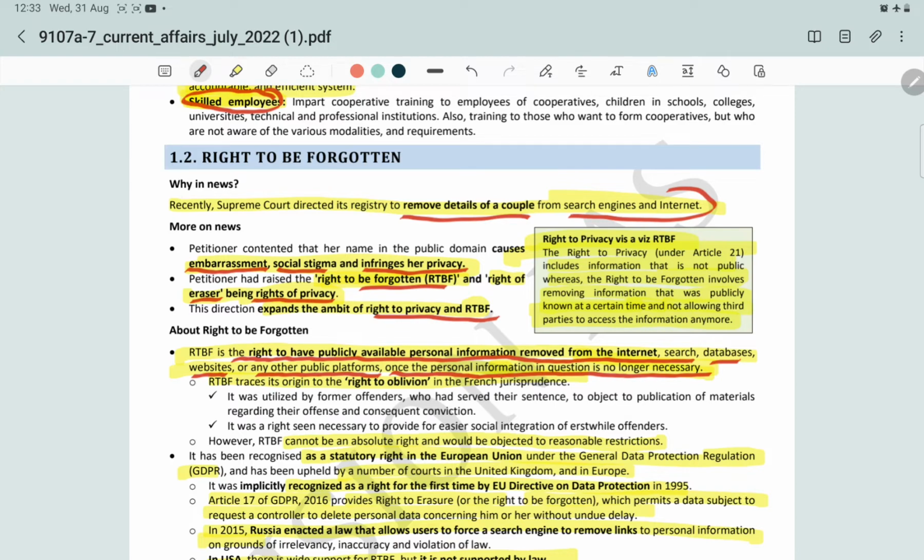Now let's see the conceptual difference between the right to privacy and the right to be forgotten. What is the right to privacy? The right to privacy is under Article 21. It includes information that is not public, that is private information that is not accessible by a third party. Whereas the right to be forgotten involves removing information that was publicly known at a certain time. Earlier it was public, but now the third party is not allowed to access the information in future.